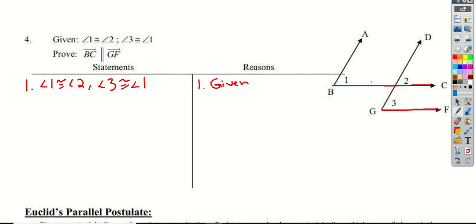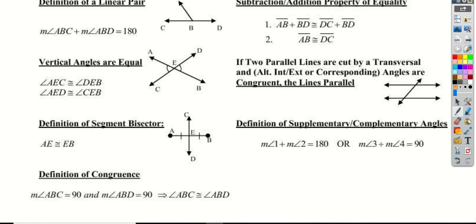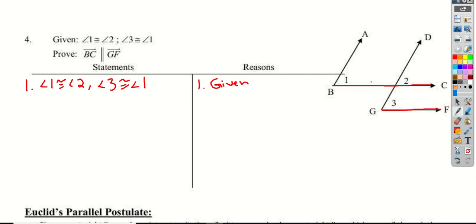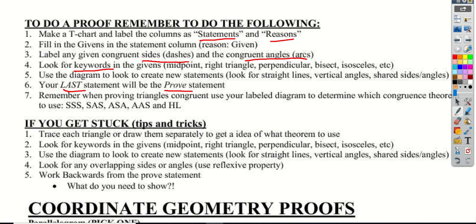Okay? Now that we marked a diagram, remember step 2 is to fill in the givens and then mark your diagram. So label any congruent sides with dashes and angles with arcs. So if I know angle 1 is congruent to angle 2, I'm going to draw an arc on those two angles. If I know that 3 is congruent to 1, I'm going to put an arc on those two angles. I already have one there. Okay? My job is to get those lines to be parallel. So one thing we can do if we get stuck is to work backwards from the proof statement.